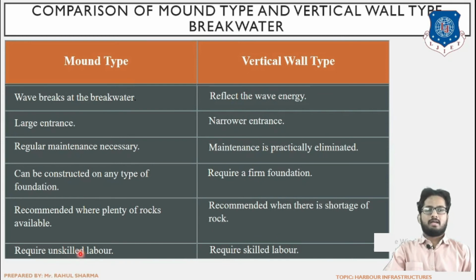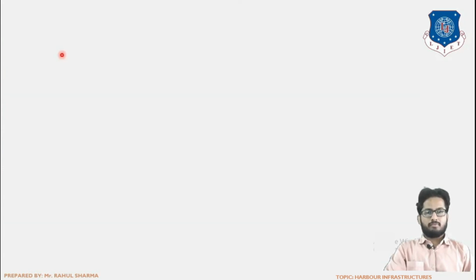Here, unskilled labor. Why? Because only the rubbles have to be dispatched on the core, that is the small size rubble, and over it the larger size rubbles or rocks have to be dispatched. So we do not have to see the alignment of rubbles, which we have to see in case of bricks, because they are laid randomly, so that is not requiring any skill for labor. So these are the various differences. I hope the points are clear, and this is an important question from exam point of view.